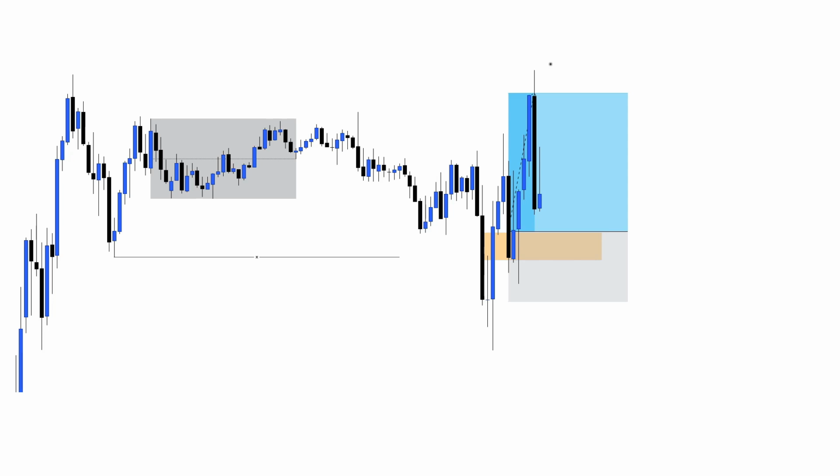Understanding liquidity will help you better align with smart money and catch these beautiful trades that will yield you a lot of money.